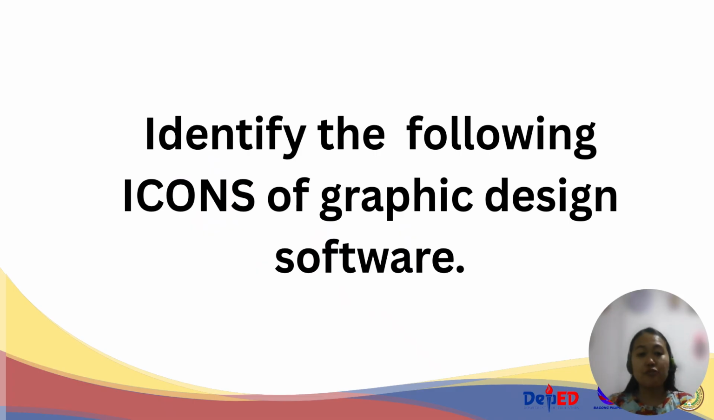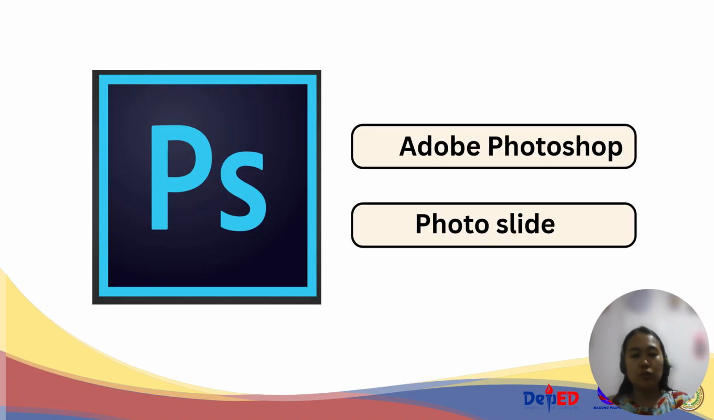First, let's identify the following icons. Let's begin. So, what icon is this? Is it Adobe Photoshop or Photoslide? If your answer is Adobe Photoshop, that is correct. So Adobe Photoshop is a software wherein you can edit images or illustrations.